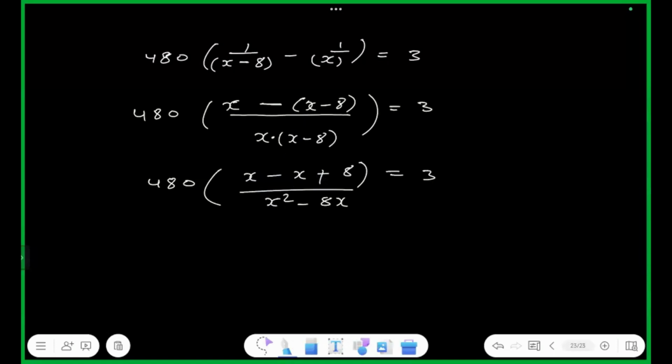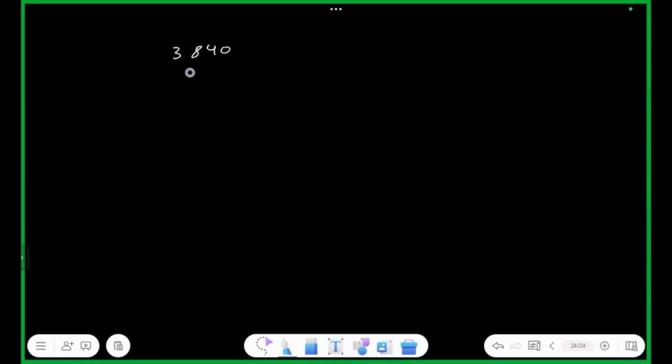Now see, x and minus x will get cancelled, and I will remain with 8 in the numerator, and x square minus 8x in the denominator is equal to 3. Understood till this much? Write down. Now 480 will get multiplied with 8, and we will get 3840 upon x square minus 8x is equal to 3. Now transfer this whole thing to the other side.